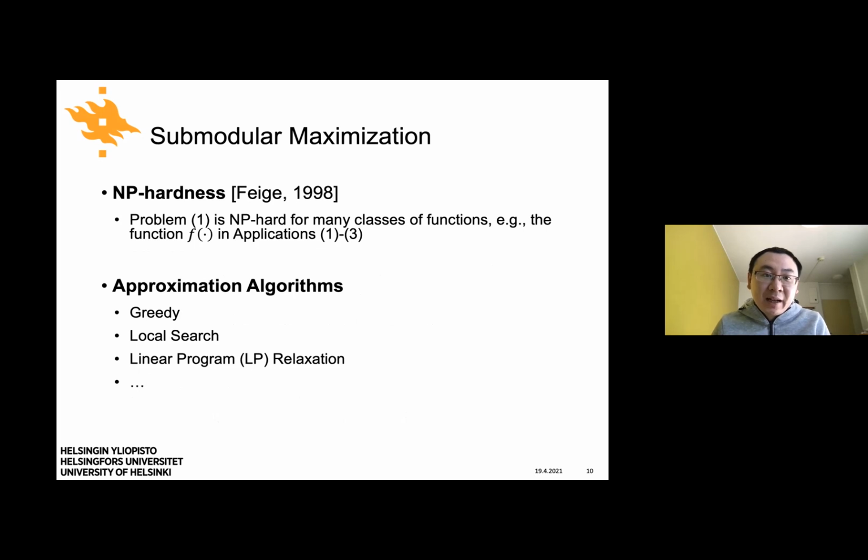The submodular maximization problem is proven to be NP-hard for many classes of functions. For example, all the functions in applications 1 to 3 are NP-hard. And we typically consider approximation algorithms for this problem, including the greedy algorithm, the local search algorithm, the linear programming relaxation-based algorithms, and so on.